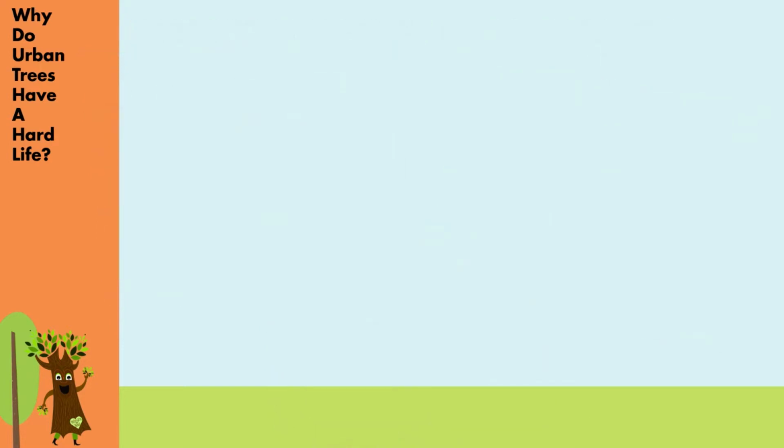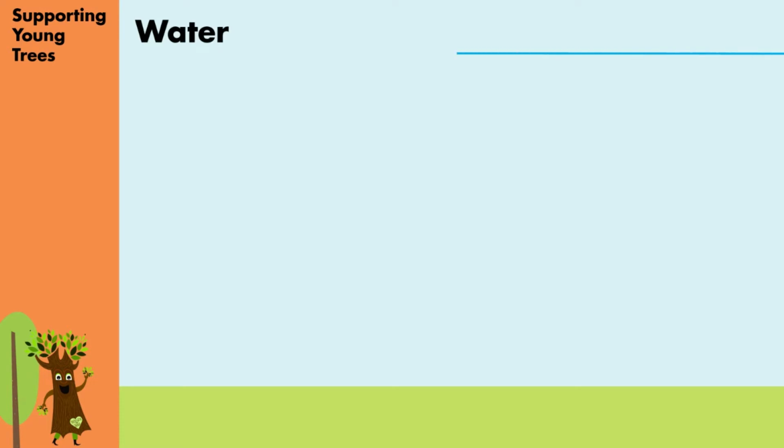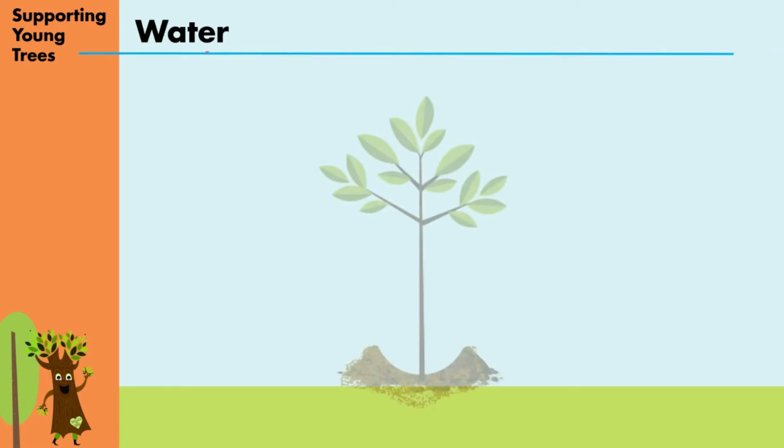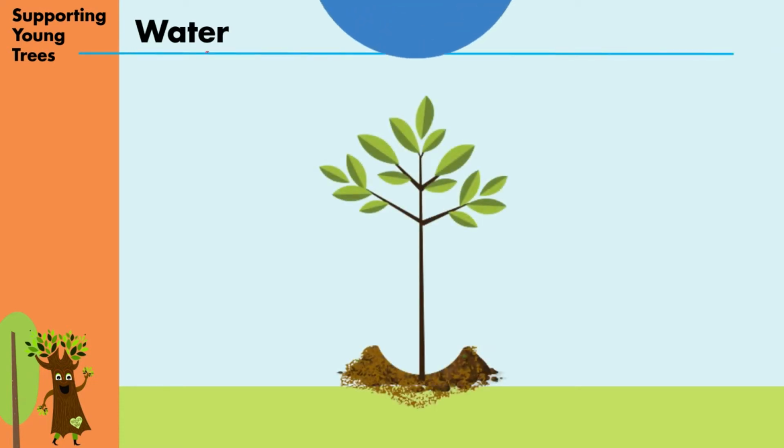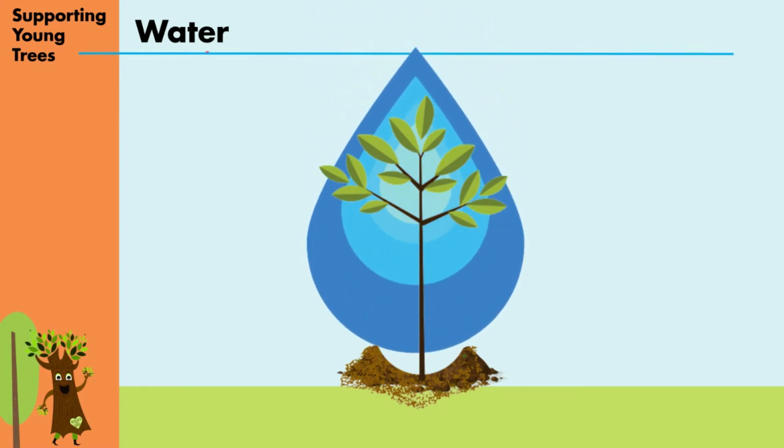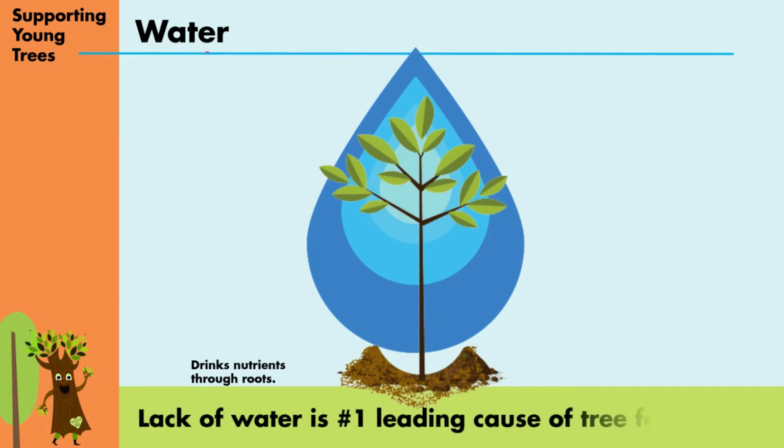Now that we've talked about how trees can be harmed, I'd like to tell you about how folks can support young trees. Water. Water is the most important step a person can take to help their young tree grow and thrive. A tree needs water to drink their nutrients. A lack of water is one of the leading causes of young tree failure. So by encouraging the tree parents to water, you're helping to keep these trees alive and healthy.